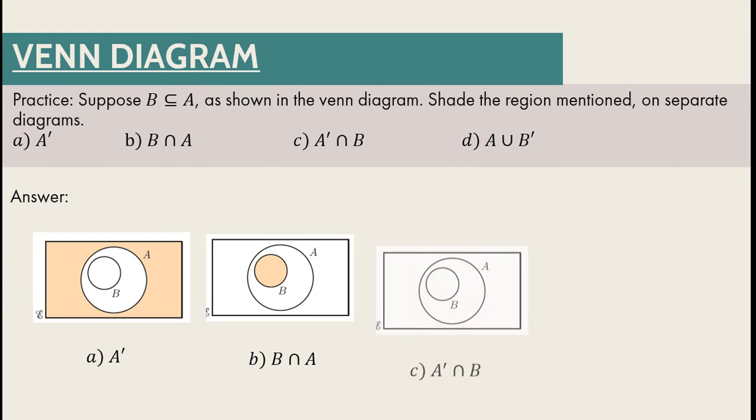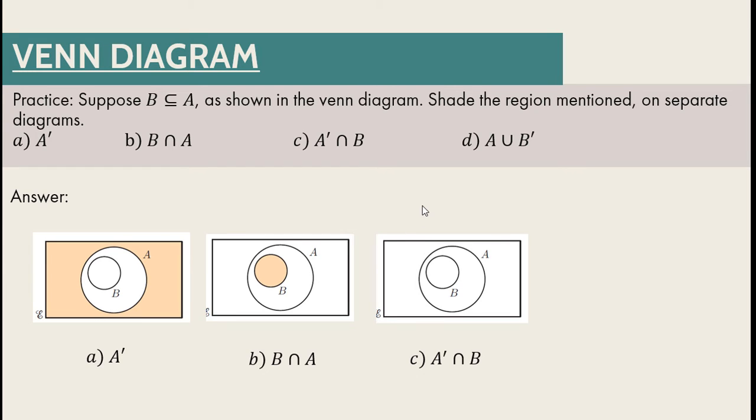Now the question is A prime intersection with B. There is nothing shaded because this is the empty set. A prime intersect B means something that is not in A, but in B at the same time. Can you imagine that? Something that is not in A runs somewhere outside the set A, because it is outside the circle A, so it cannot be inside the set B. So there is no element satisfying that condition. That's why the intersection of A prime and B must be the empty set, and that's why there's no area shaded.